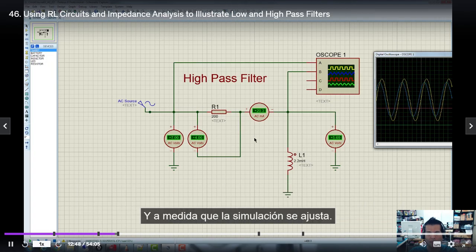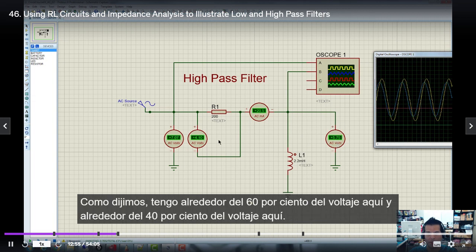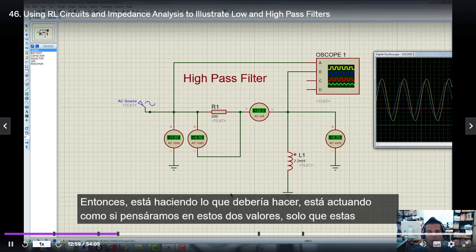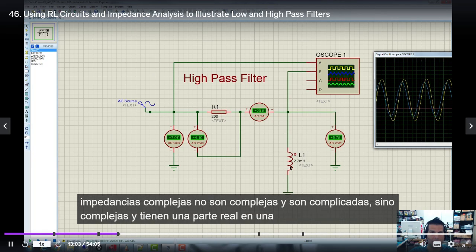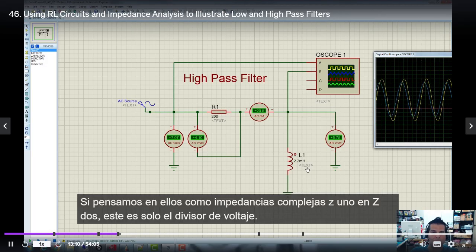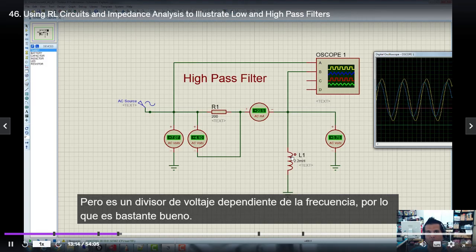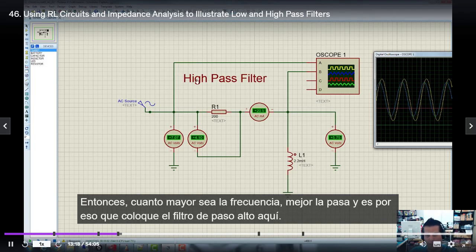All right, and as the simulation adjusts, sure enough, we've got about 60%. Like we said, we got about 60% of the voltage here and about 40% of the voltage here. There you go. So it's doing what it should do. If we think of these two values as complex impedances, not complex as in complicated, but complex as in they have a real part and an imaginary part, Z1 and Z2, this is just a voltage divider, but it's a frequency dependent voltage divider. So that's pretty cool. So the higher the frequency, it passes it better.